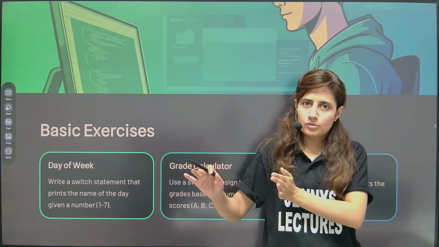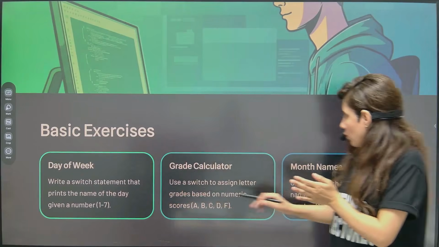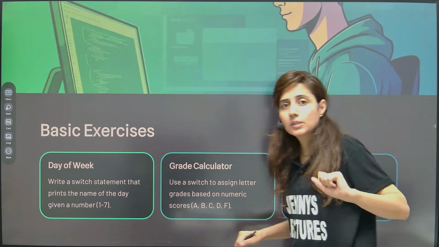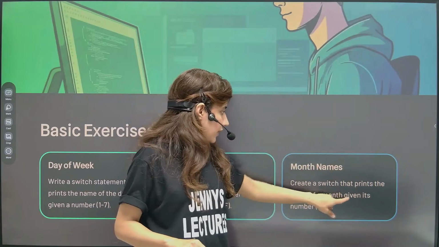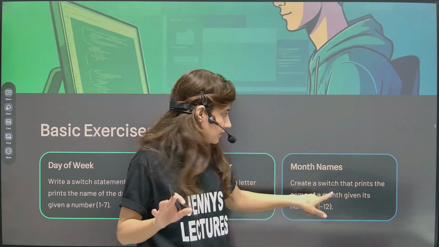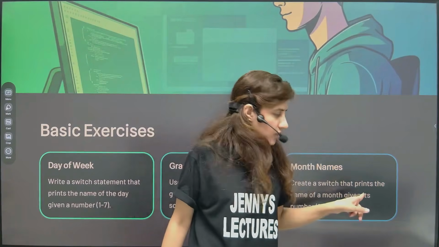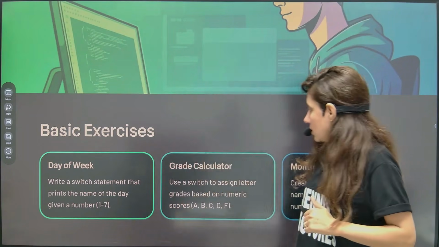Again, you can try out this, right? Or you can try out this one. Create a switch that prints the name of a month given its number 1 to 12. This you will do. This you can do because these both are same. So you can try out this.